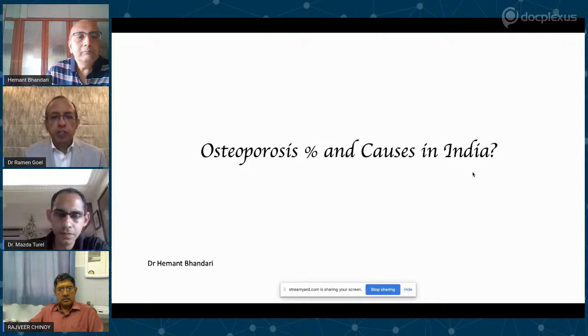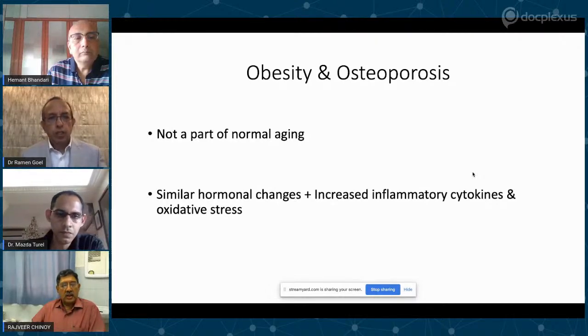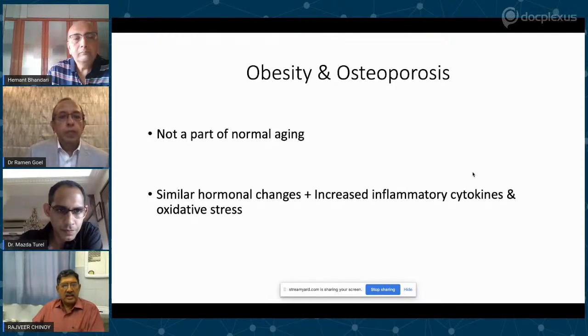Dr. Chinoy, would you like to add something to this? The percentage has not been defined, but it is extremely common in India, not only in postmenopausal women but in premenopausal women, as well as, surprisingly, in a large number of men. Since DEXA became available, we got shocking results in younger women as well as in men across all ages. And I think it's a multifactorial thing. There's genetics involved, there's diet involved, there's sun exposure, vitamin D, and there's an element of osteomalacia. So it is much more common than we think.